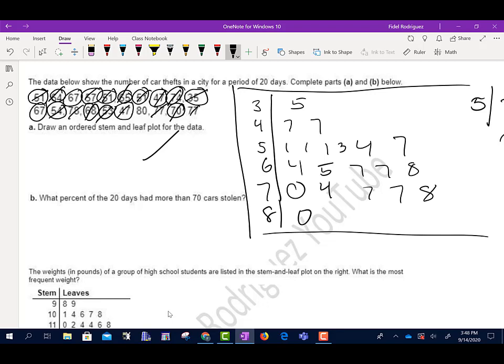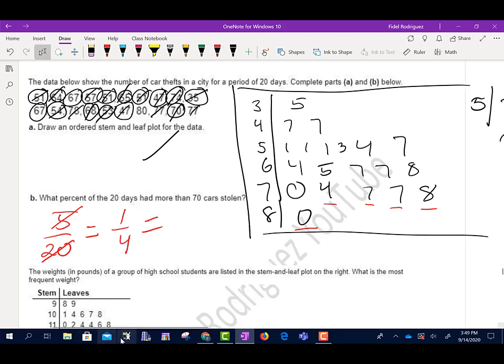Now, part B says, what percent of the 20 days had more than 70 cars stolen? More than 70 cars. So not 70 cars, but more than 70 cars. So look, let's count that are more than 70. 1, 2, 3, 4, 5. 5 out of 20. Okay. 5 out of 20, if I divide them both by 5, would be 1/4.